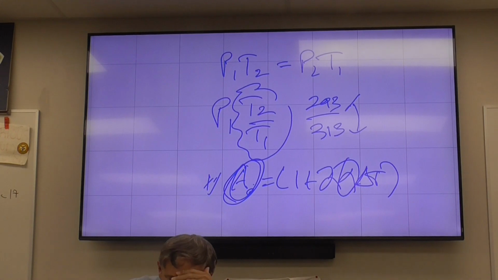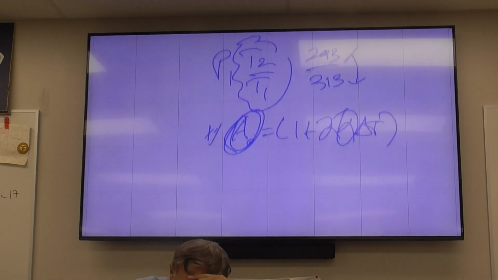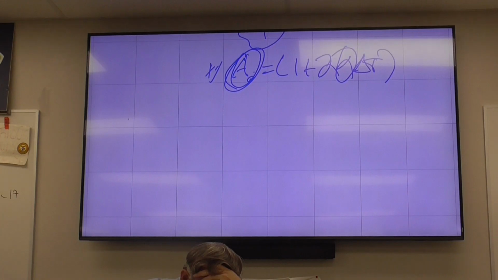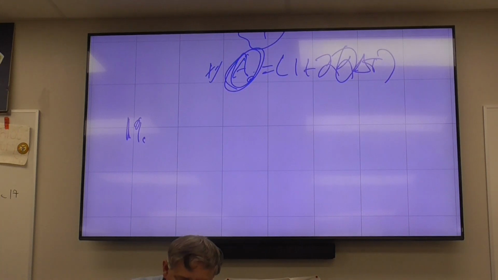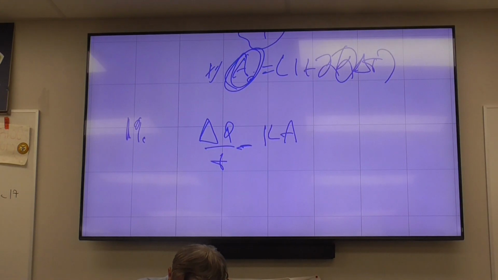So let's talk about number 19. On number 19, I've got to run off a second set of equation sheets for AP Physics 2, but I'm just going to give you this equation for now. It's delta Q over unit of time equals K A delta T over L.